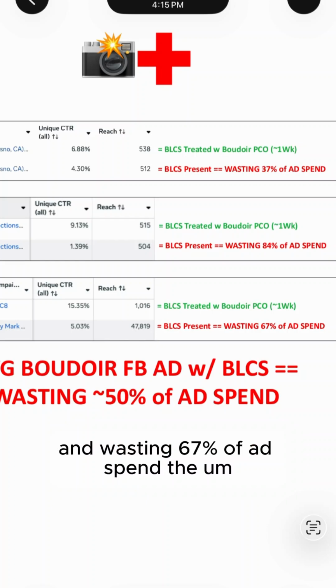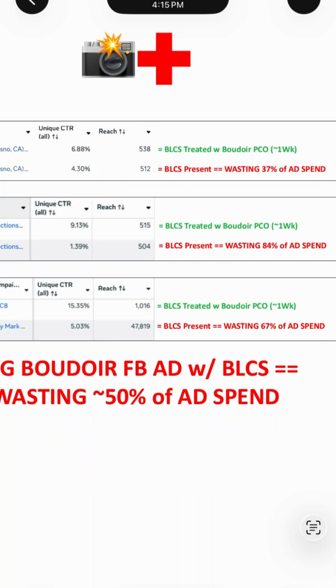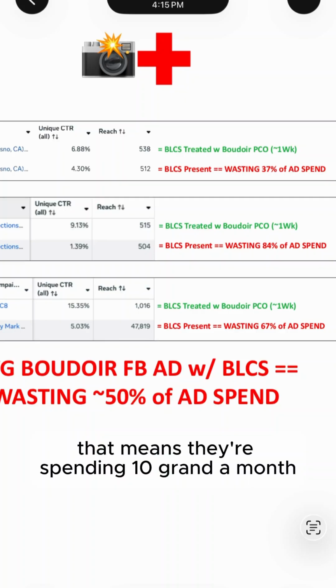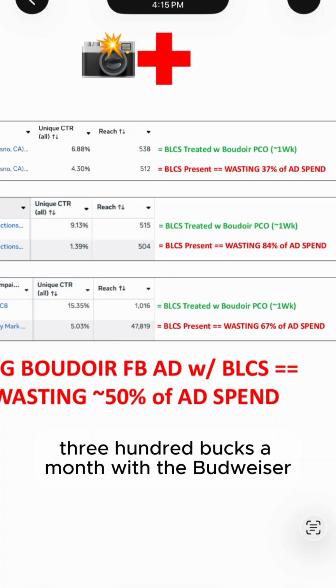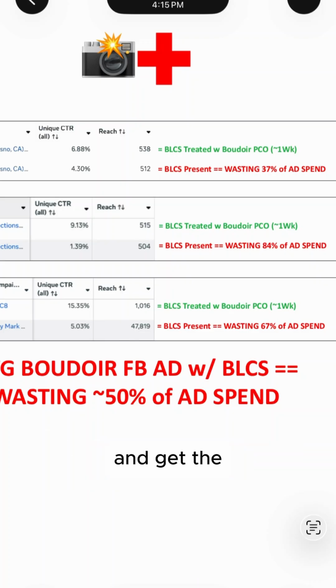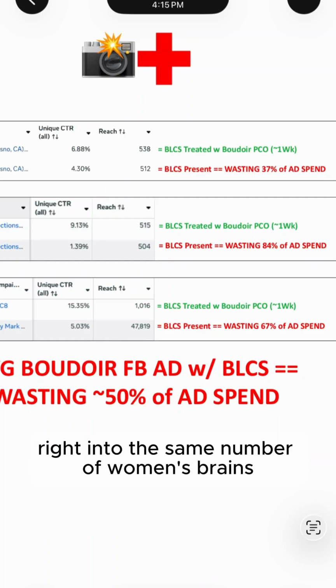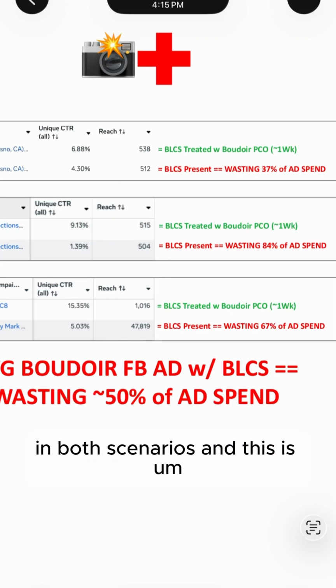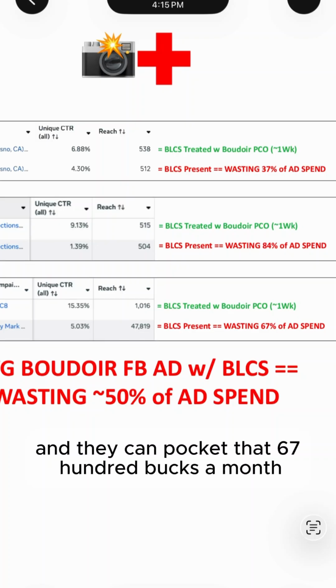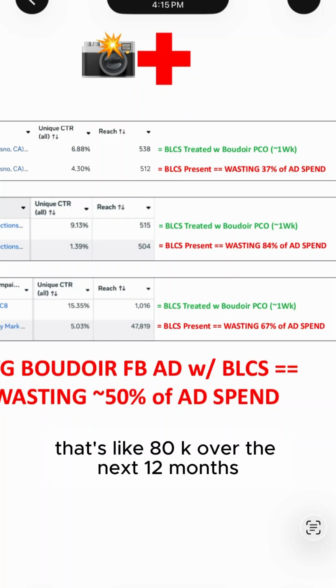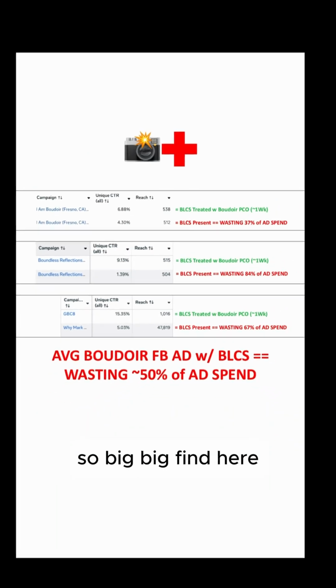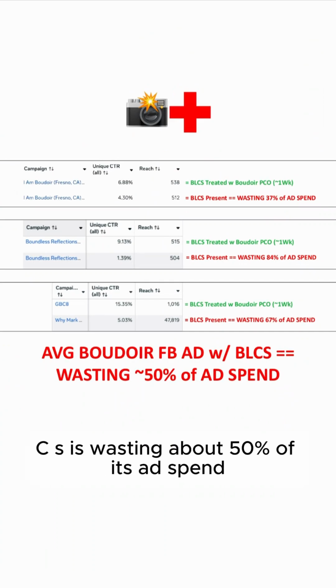And wasting 67% of ad spend, that means they're spending 10 grand a month in the original. Now they only need to spend $3,300 a month with the Boudoir Pico treated ad and get their ad into the same number of women's brains in both scenarios. And they can pocket that $6,700 a month back in their pocket as kind of a phantom bonus. That's like 80K over the next 12 months. So big find here. The average Boudoir Facebook ad with BLCS is wasting about 50% of its ad spend.